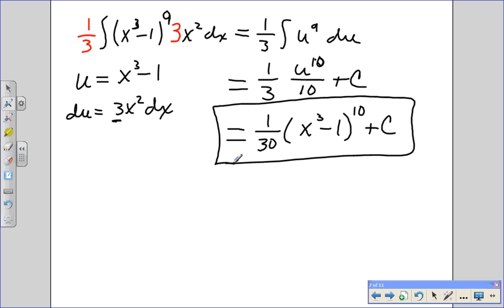Now this technique only works with constants, because you can move constants inside and outside the integral. You cannot do this with a variable. If you are missing an x, you cannot multiply by x. You can only multiply by constants.